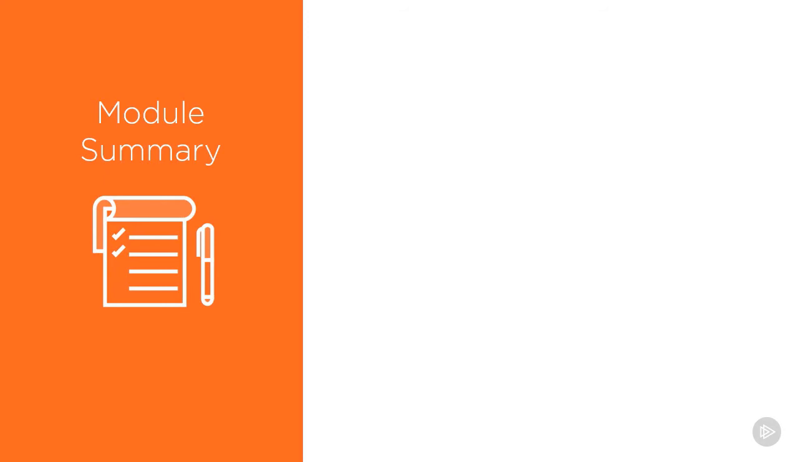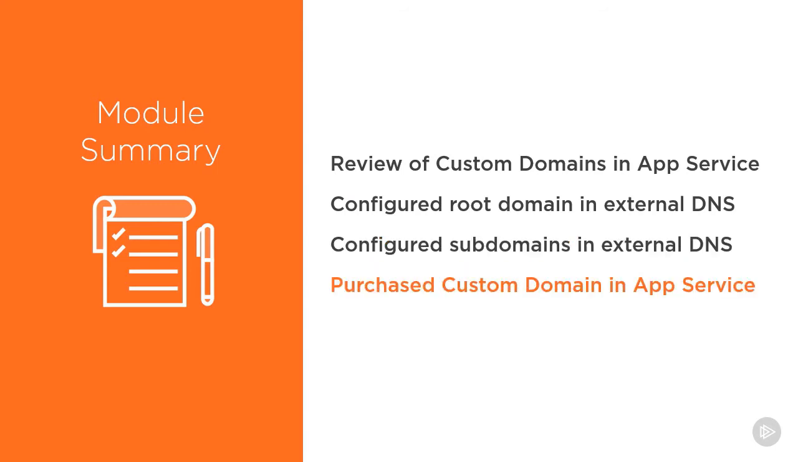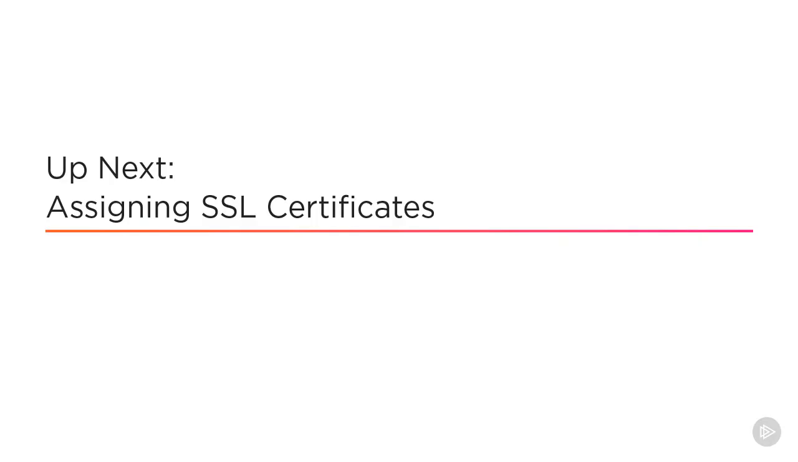In this module, you learned how to configure custom domain names for Azure App Services. First, we had a review of how App Service handles IP addresses, as well as the different options available for configuring custom domains. Then we configured a root domain in an external DNS provider to point to a web app in App Service. Then we configured subdomains using CNAME records in the same external DNS. Next, we purchased a custom domain right from within Azure App Service, and you saw how easy it was not only to purchase the domain, but also have it configured and managed by Azure DNS. In the next module, we'll add SSL to the custom domains we configured to enable encryption of traffic between the users and the applications.